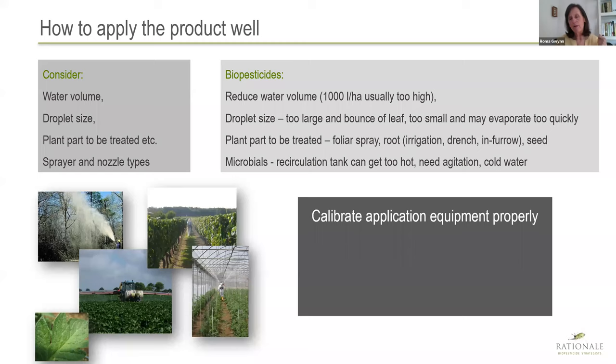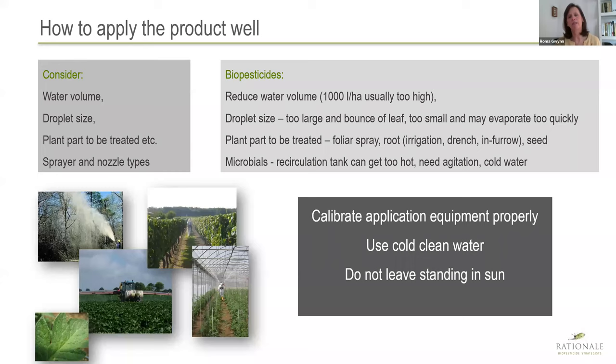So the big appeal here is to calibrate application equipment properly for the botanical and the microbial. It's not the same calibration as it is for chemicals, so that needs to be done well. Always use cold, clean water. You also need to pay attention to your pH, because the pH is going to have a big influence on your microbials and your botanicals. And don't leave it standing in the sun.